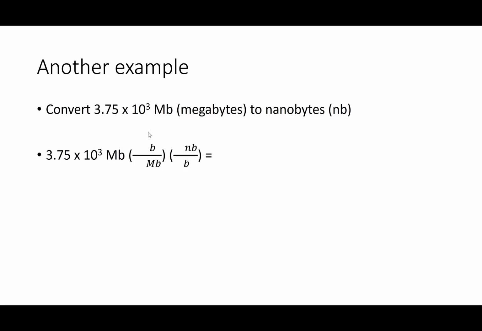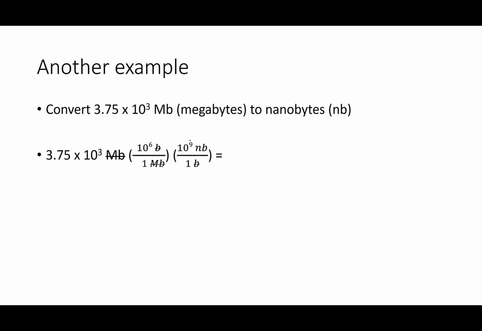If we go back, well, we won't go back. And so this first conversion factor here will help us convert to bytes. And then the second conversion factor here will help us convert to nanobytes, okay? And so if we just look at what happened to the units there, megabytes will cancel out with the first conversion factor. And then when we multiply that by the second one, it will cancel out the bytes. And we're left with the units we're after, which is just nanobytes.